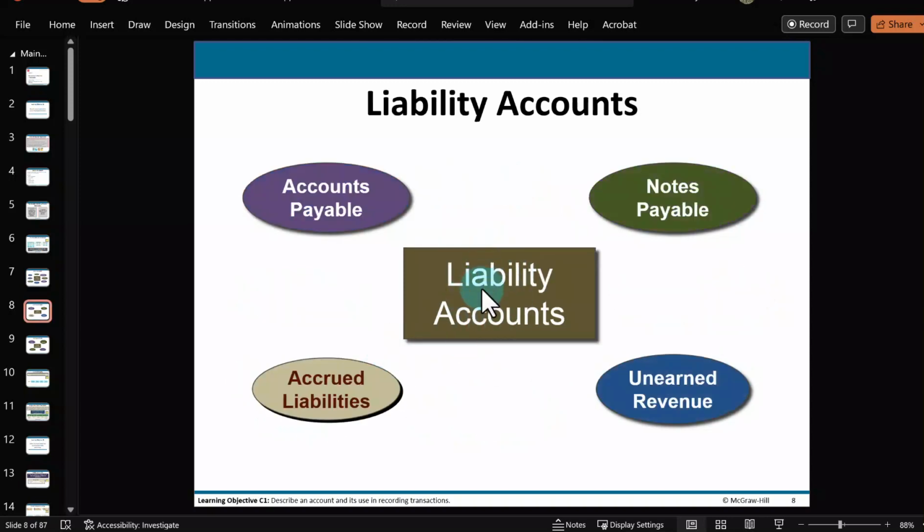Liability types, again, things we owe other people. The key word is the word payable. Payable. We're going to have to eventually pay this to our creditors.